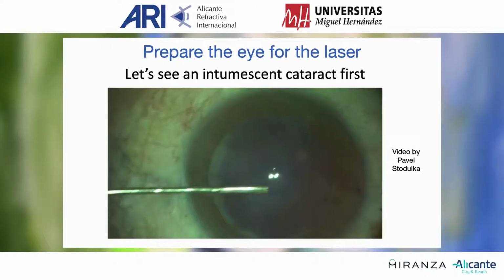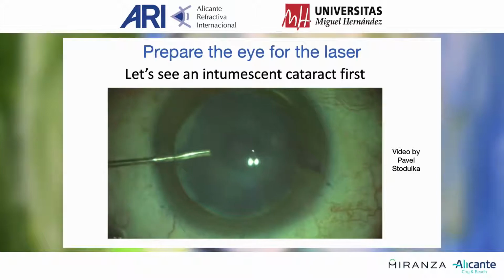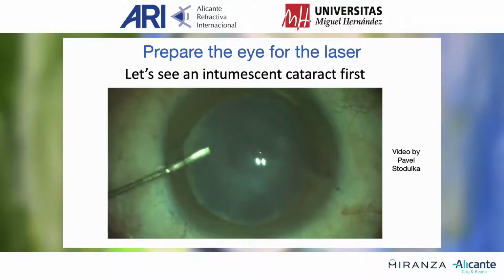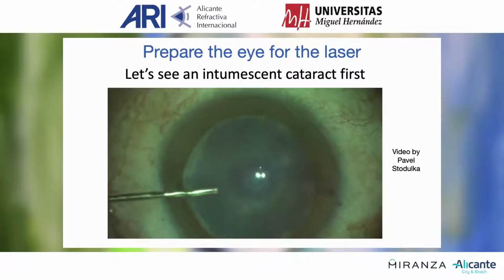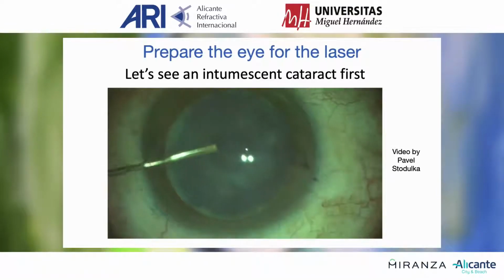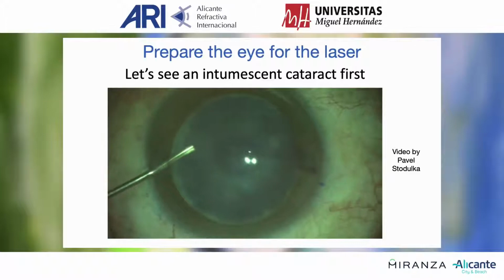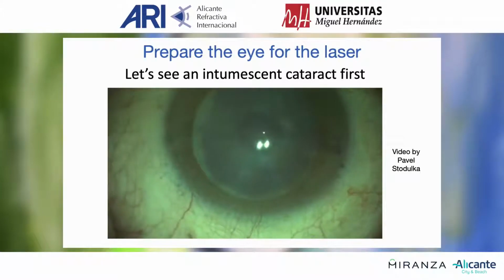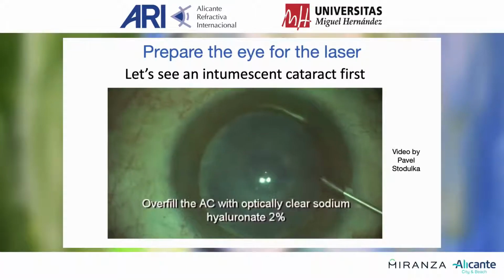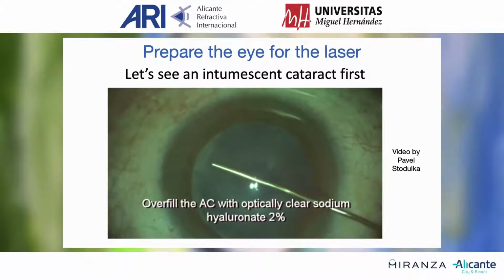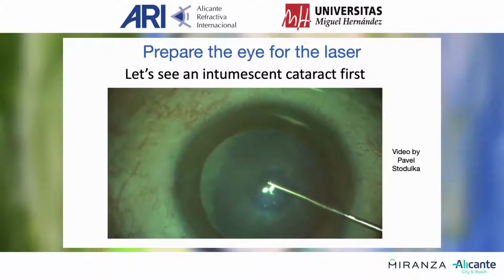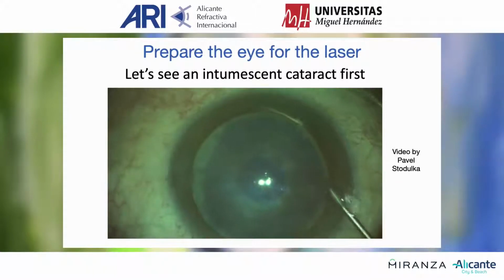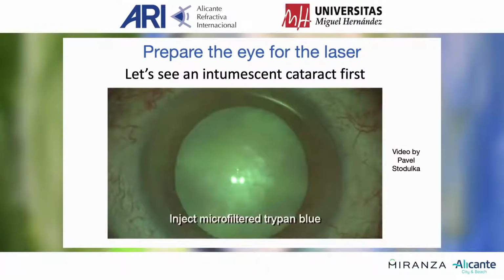As you continue to do the washout, you'll see that an interesting feature becomes obvious, which is that at the center of the capsule, which is also going to be coincident with the visual axis, there is enhanced staining of the capsule. And you'll be hearing more about this later on in this session. It's important now to overfill the anterior chamber with an optically clear solution of 2% sodium hyaluronate, so the chamber is nice and firm.